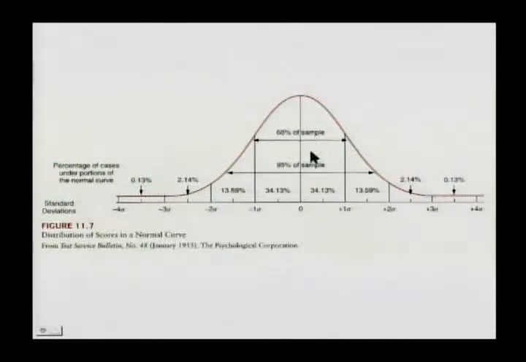68% of the sample, plus or minus 2 standard deviations from the mean should include 95% of the sample. That's where that 5% comes from. 2.14 plus 0.13, basically the 5%, 2.5% on each side. So that's where that 5% comes from in the previous discussion. And plus or minus 3 standard deviations should be 97%, and plus or minus 4 standard deviations should be 99.9% basically of your sample points.